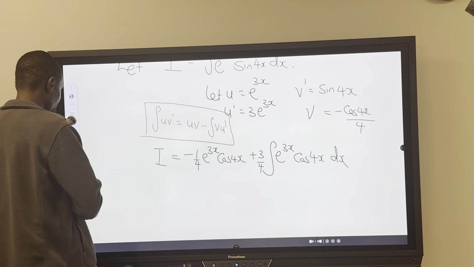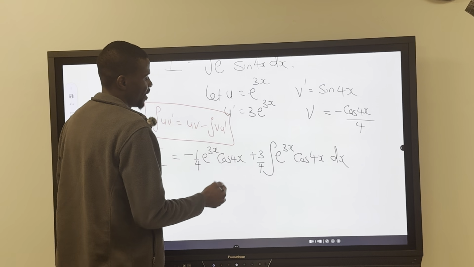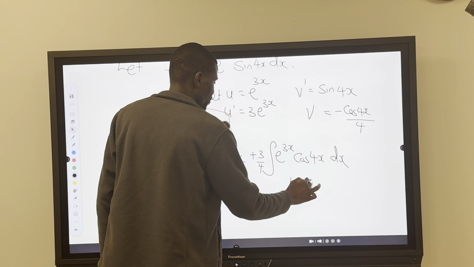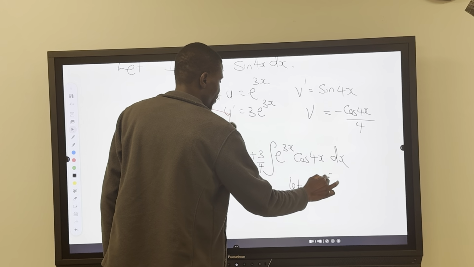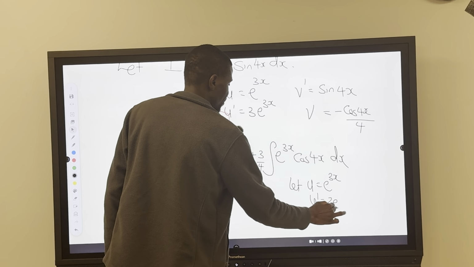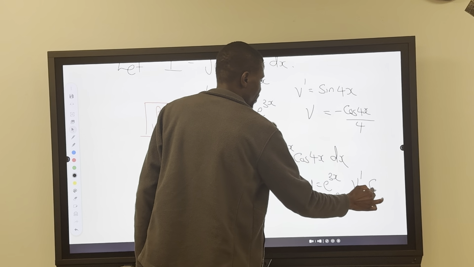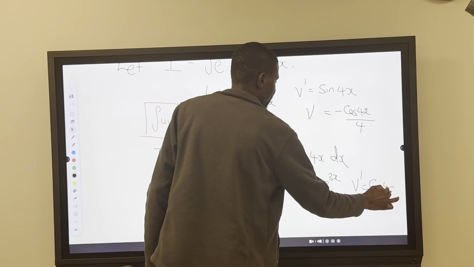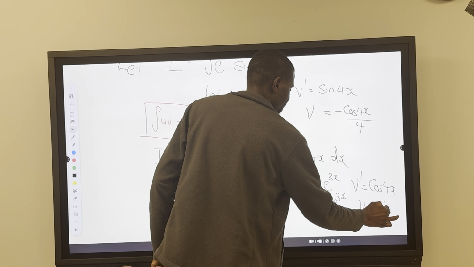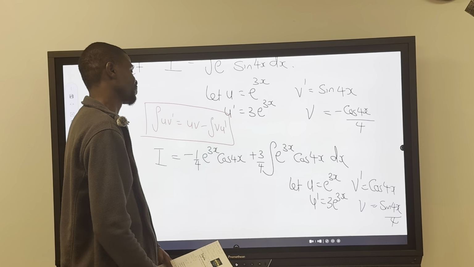Then I'm going to repeat integration by parts again. So I will let my u equal to e to the 3x, and when I differentiate, I'll get 3e to the 3x. Then my dv is going to be cosine of 4x, and we know that if we integrate cos, you're going to get sine 4x over 4.